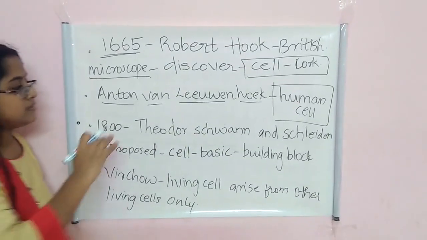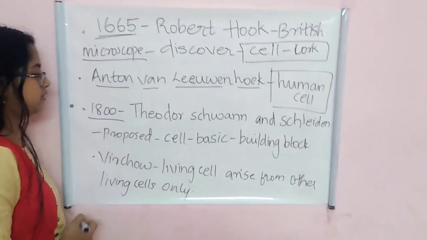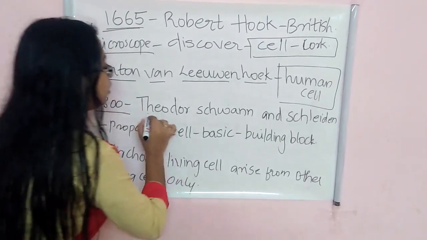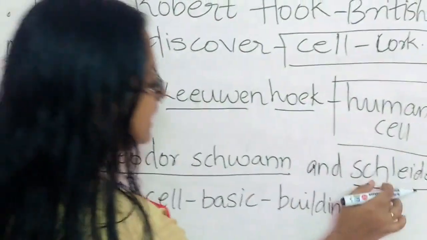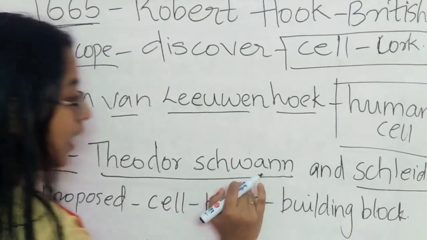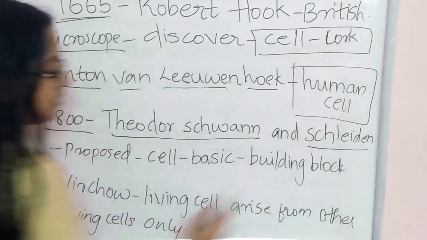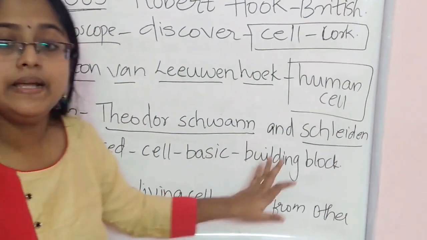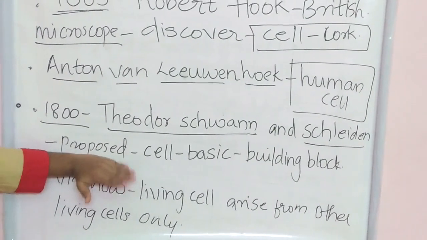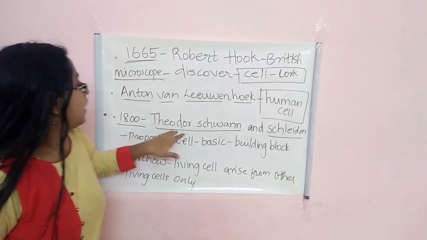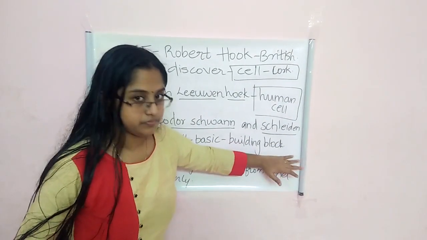The next one is the fundamental proposition of cell theory. In the 1800s, Theodor Schwann and Schleiden, both scientists, proposed the cell as the basic building block. Don't mix up these scientists. I have already taught you that the cell is the basic building block. So in the 1800s, Theodor Schwann and Schleiden proposed that the cell is the basic building block. I hope you understand.